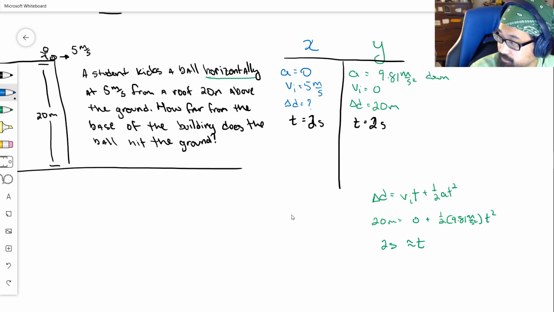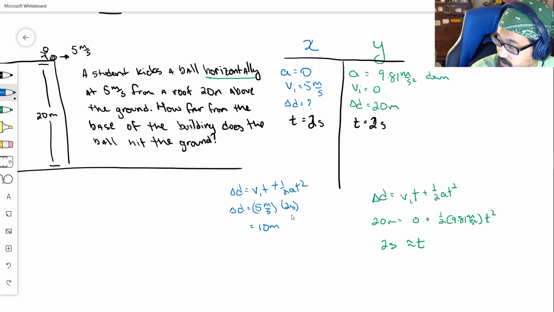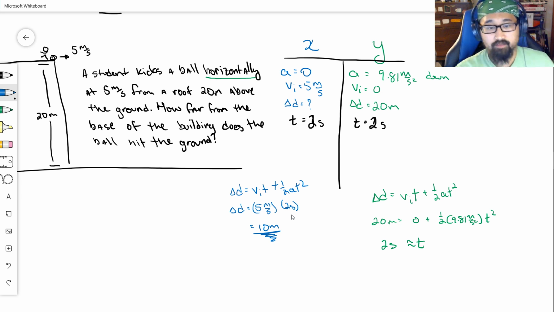So now I can use my x information to find the change in distance is velocity times time plus 1/2 at squared. And this time, the second half is 0. So my change in distance is 5 meters per second times 2 seconds, which is 10 meters. That's how far away from the base of the building the ball hits the ground. It hits 10 meters away. That's not that far, but they also didn't kick it that hard. Right, that's all that happened.